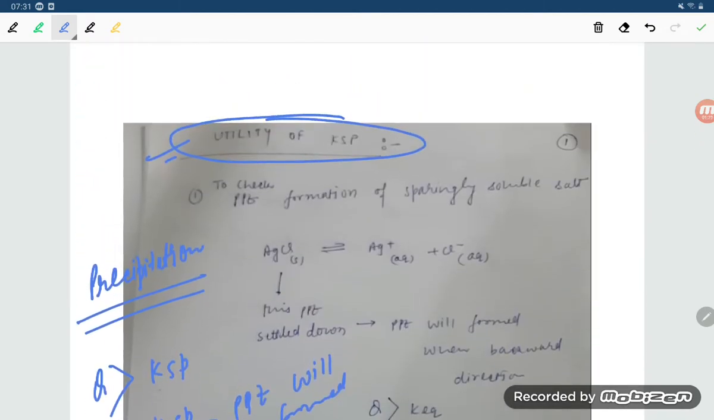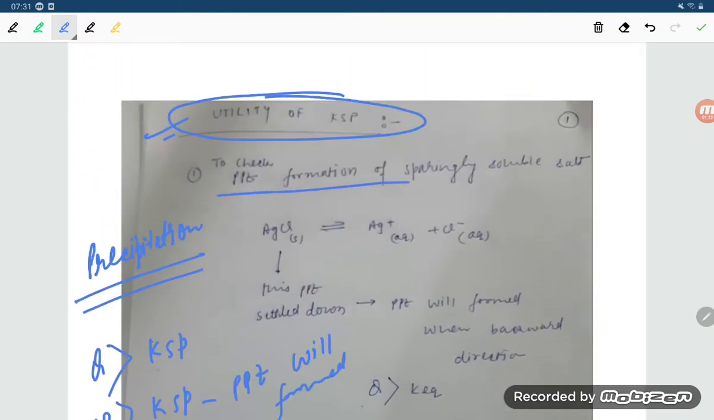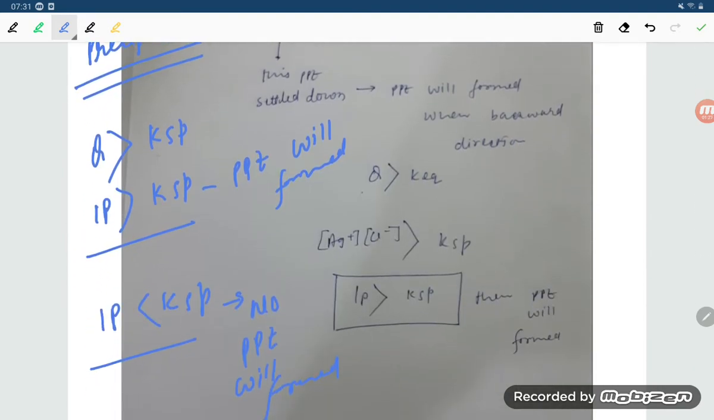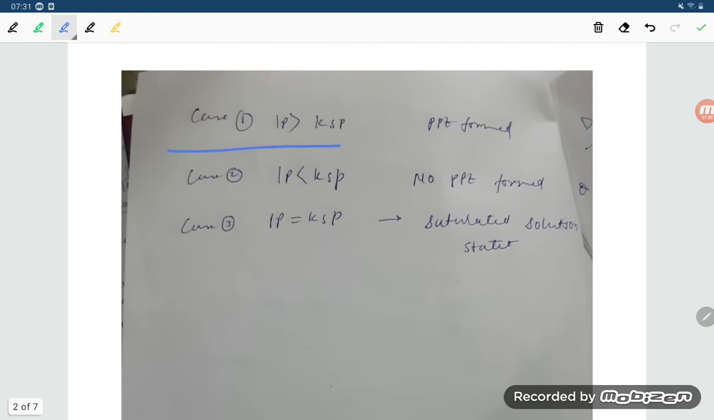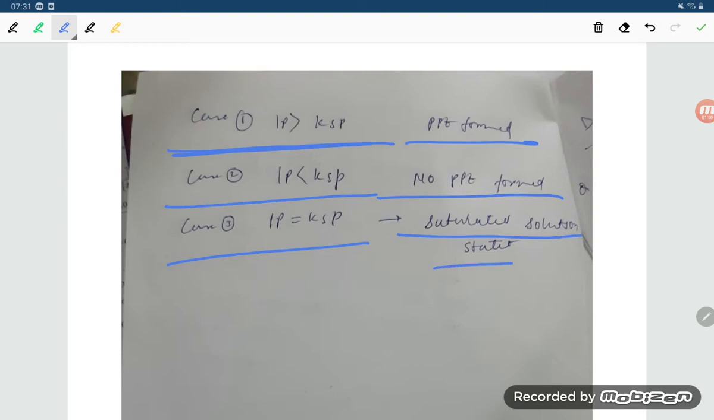Let us read out the slide. Okay, to check the PPT formation of sparingly soluble salt, they are saying if IP is greater than KSP, then PPT will form only. Other conditions, there is no possibility of PPT formation. So case 1 is IP greater than KSP, PPT forms. IP less than KSP, no PPT forms. And IP equal to KSP, the saturated solution state.